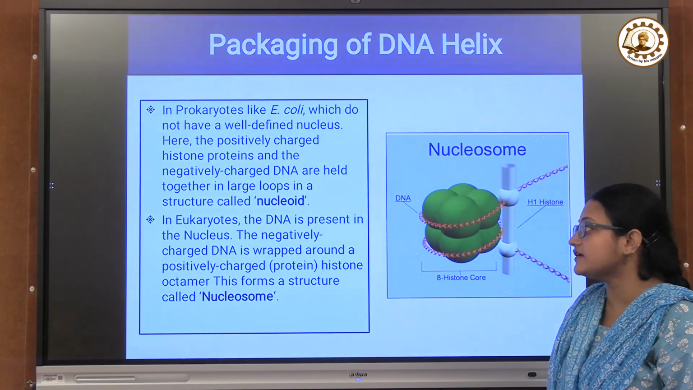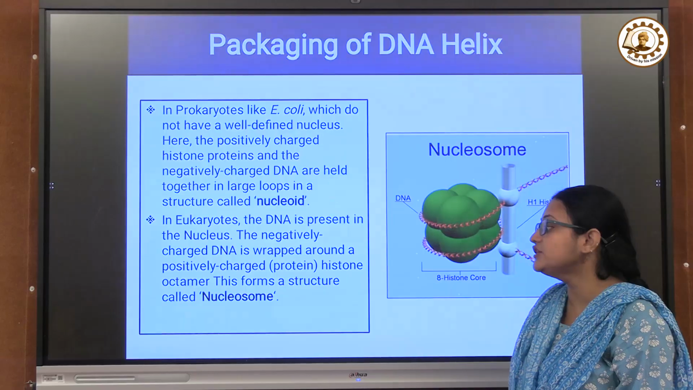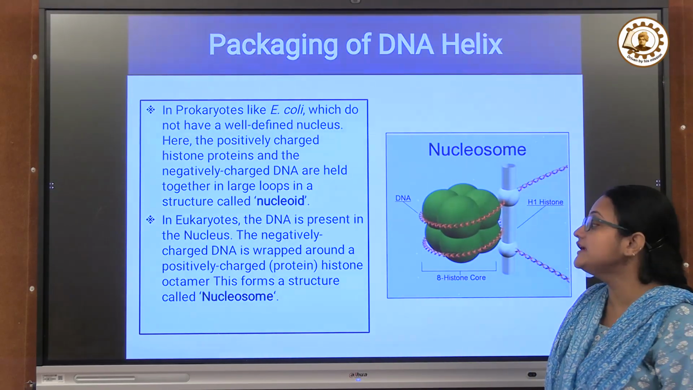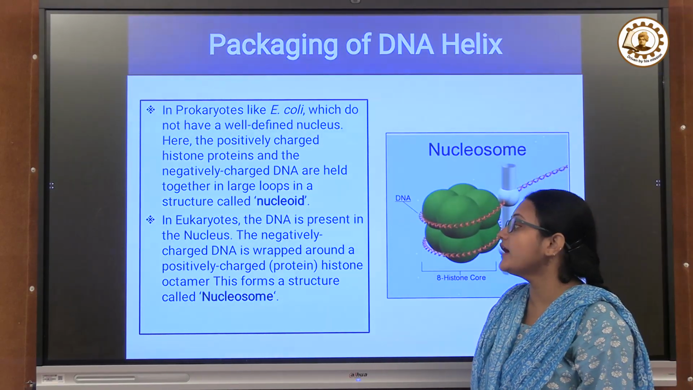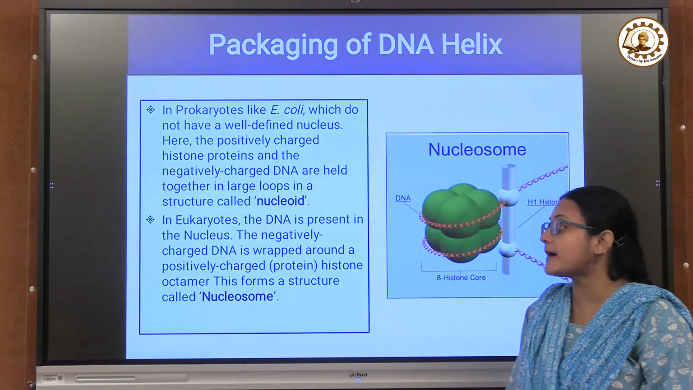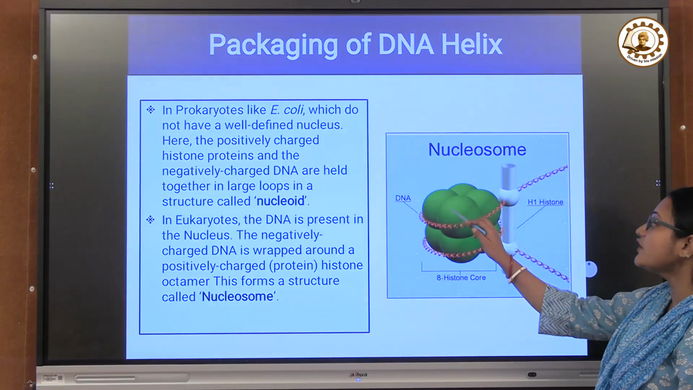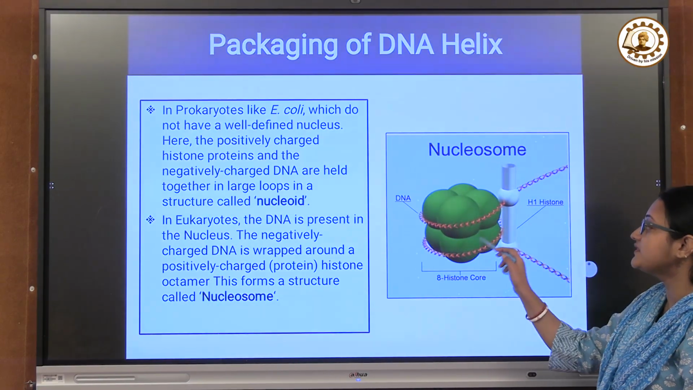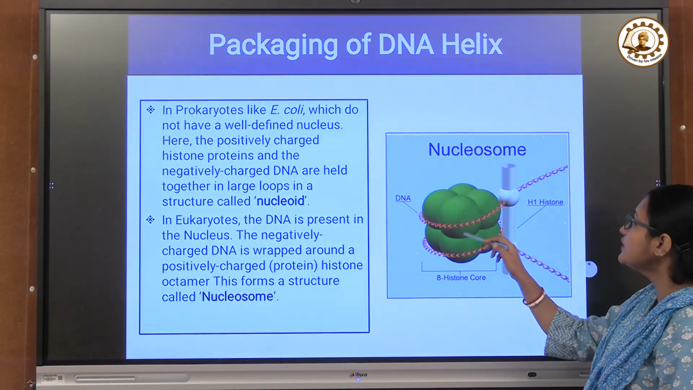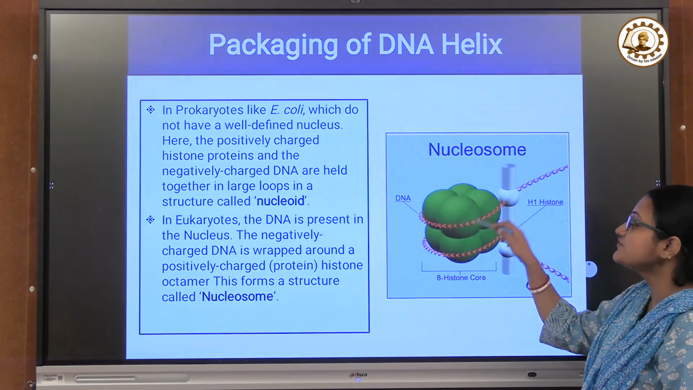And in eukaryotes, the DNA is present in the nucleus. In the nucleus there is a structure called the nucleosome, where the negatively charged DNA is wrapped around the positively charged protein histone octamer. You can see this is the octamer, 1, 2, 3, 4, 5, 6, 7, 8, and this is the histone, and this is the DNA which is wrapped.